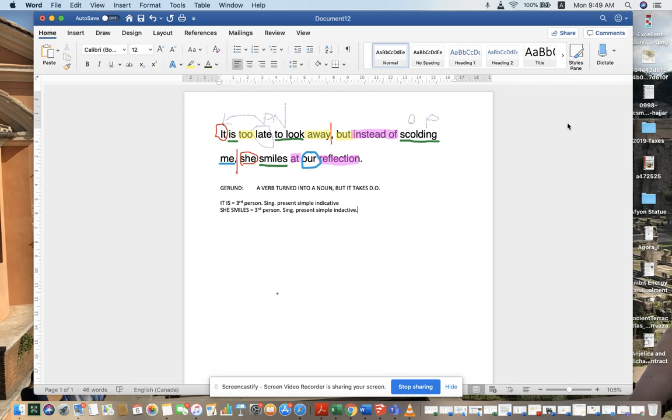Be careful with your -ing endings, like you see here with "scolding." If you are using -ing endings, especially when you're writing essays, make sure that they are gerunds. And I hope that you now know what gerunds are.